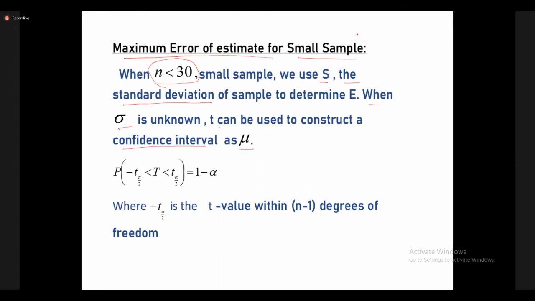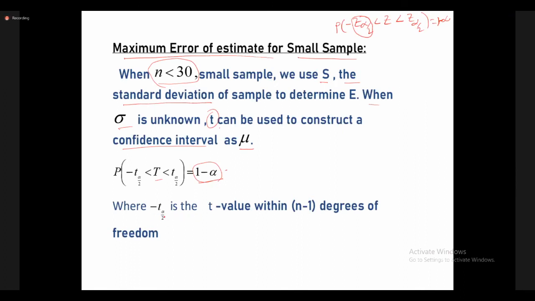Just now we discussed it for large samples. For large samples, what is the probability? Probability of minus Z alpha by 2 less than Z less than Z alpha by 2 is equal to 1 minus alpha. Same thing, instead of Z, for large samples we use Z, and for small samples we use T. Probability of minus T alpha by 2 less than capital T less than T suffix alpha by 2 is equal to 1 minus alpha. This is the 1 minus alpha into 100% confidence.